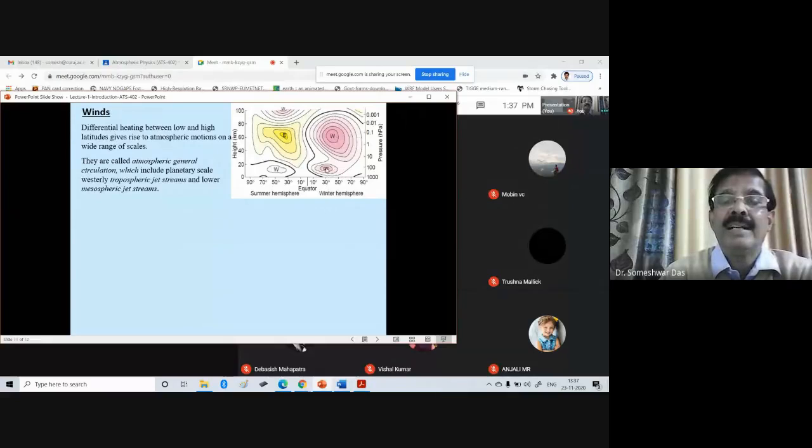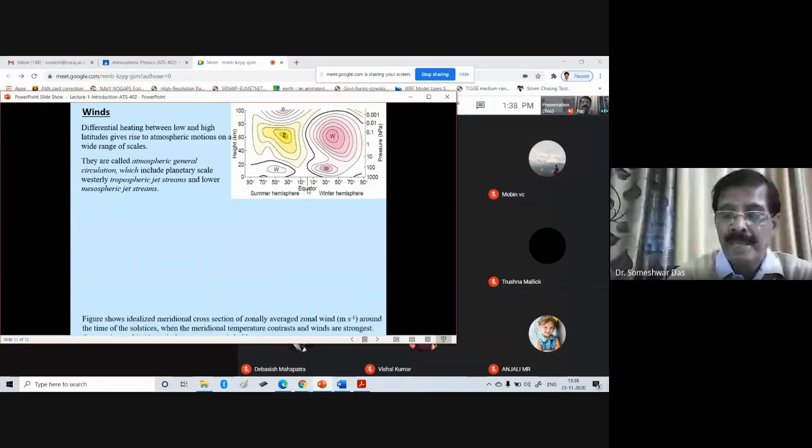In the winter, the westerly wind is dominant throughout, from the surface up to almost 100 kilometers. Throughout the atmosphere, in the winter hemisphere, the wind is westerly. Whereas in the summer hemisphere, you see that in the mesosphere, the wind is easterly. E means easterly, in the mesosphere. Again, if you go above that to the thermosphere, then it is again westerly. Okay, so this is the characteristic of the variation of the wind field in the atmosphere from surface to the top, from the summer hemisphere to the winter hemisphere.